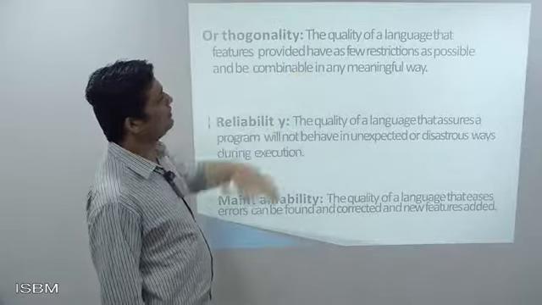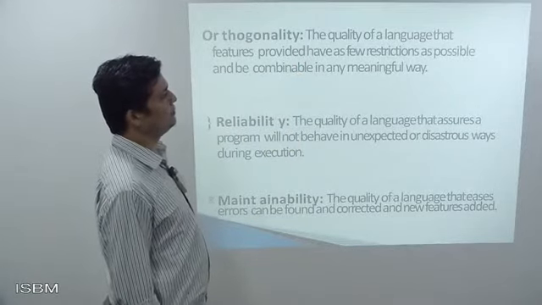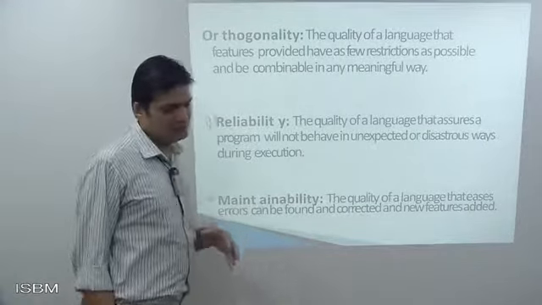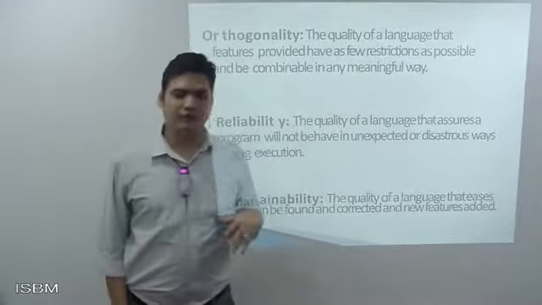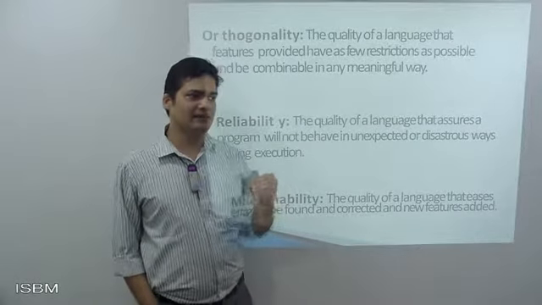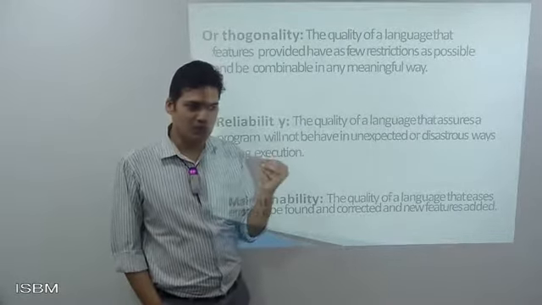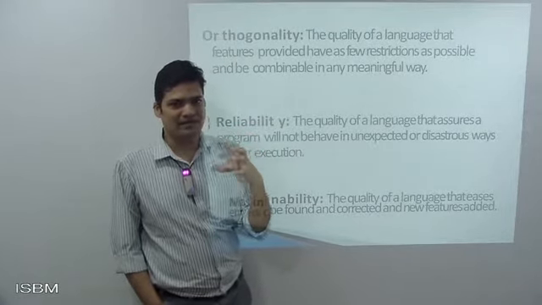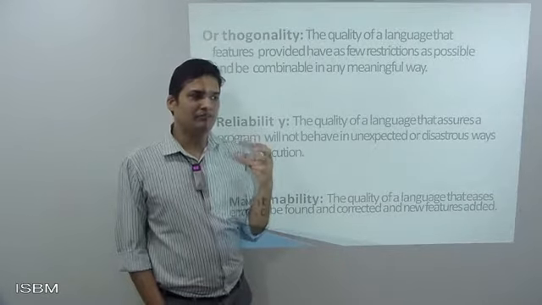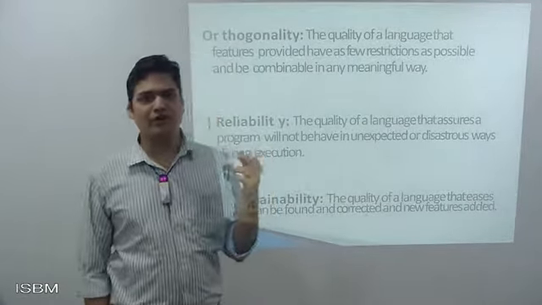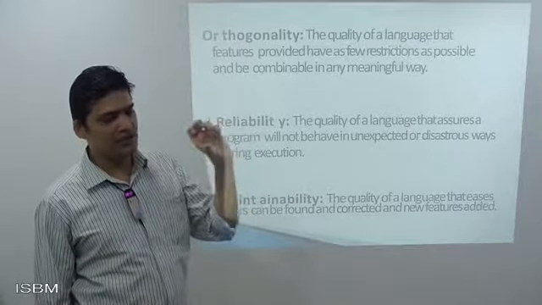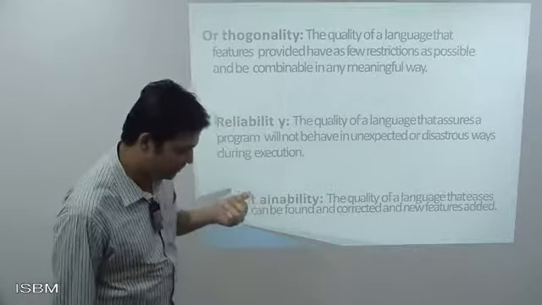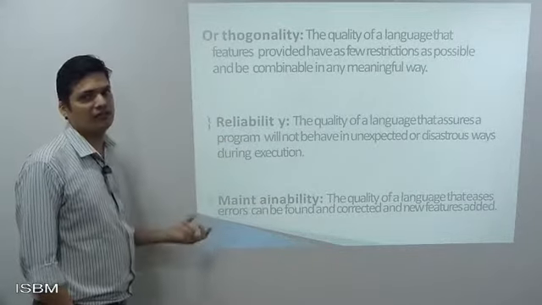Orthogonality is the quality of a language whose features have as few restrictions as possible and can be combined to give many meanings. What you have written should have some meaning. You cannot write just anything. The code should be very clear and precise so it can be understood by the person. There are good developers who can write the code in one or two lines, and there are developers who write the same code in eight to ten lines. It depends on the logic and thinking of different developers, how they think and how they write the code.